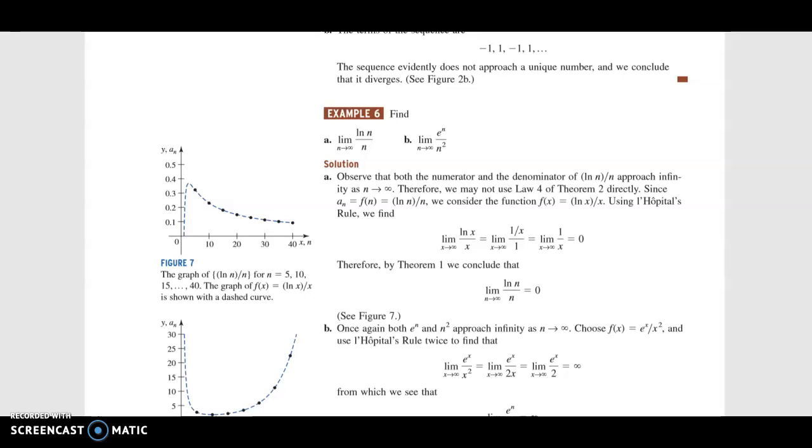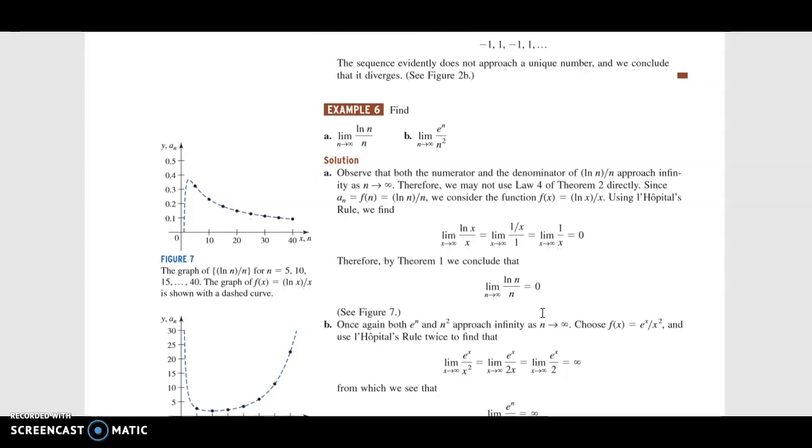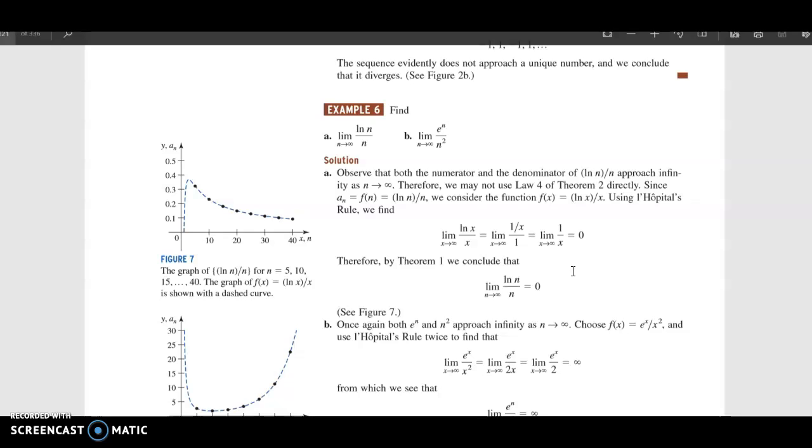Hi, good morning, everybody. In the last class, we discussed these types of problems. The first problem is limit n tends to infinity of natural log n divided by n, and the second problem we discussed is limit n tends to infinity of e raised to n divided by n square. We have also discussed the solutions, and I think you will be clear about this.